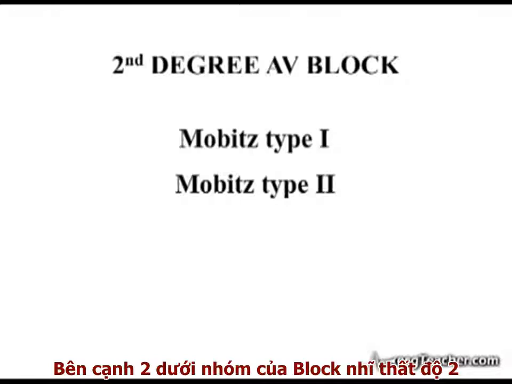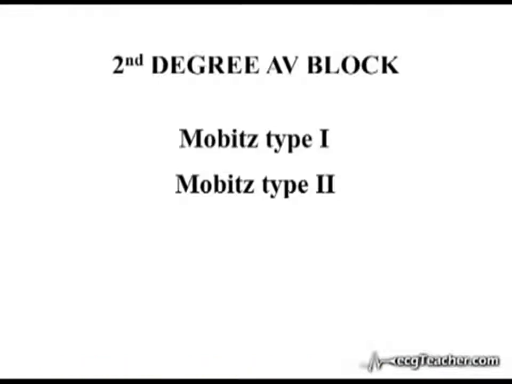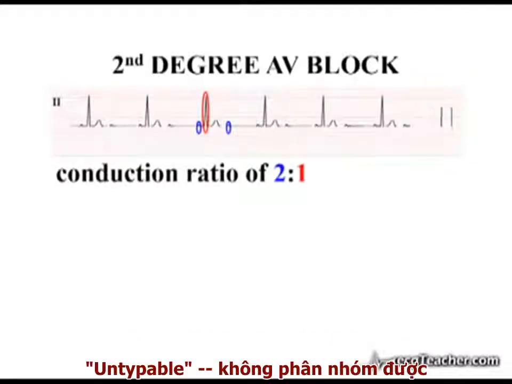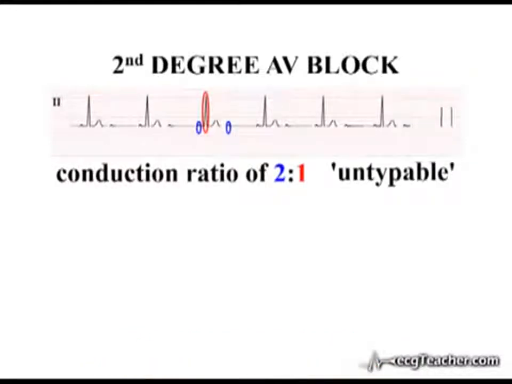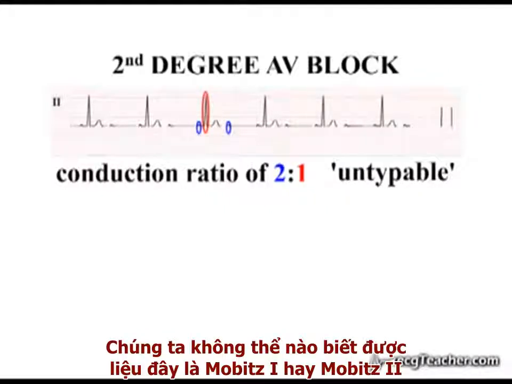In addition to the major subdivisions of second degree AV block, two further variants are also recognized. Second degree AV block with a conduction ratio of 2:1 is termed untypable. With only one PR interval before each non-conducted P wave, there is no way of knowing if this is Mobitz type 1 or type 2.